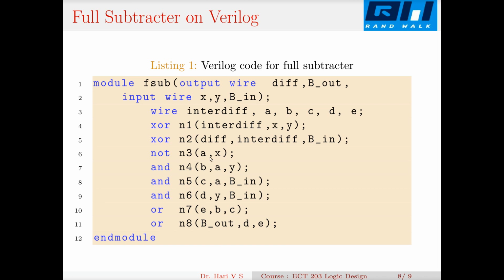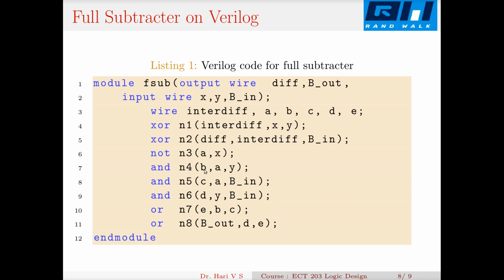Then I need an inverter, so x should be inverted. I use a NOT gate, which gives x and a as x complement. Now I have three AND gates. The first AND output is a, comma, y, because this is x bar y. Then I have x bar b in, and that output is c.